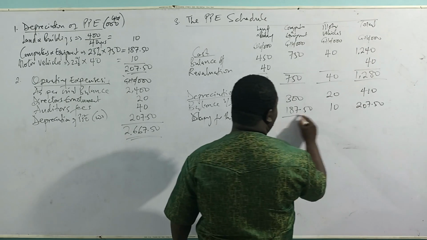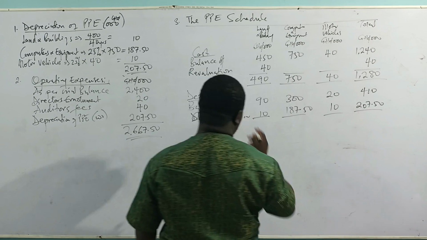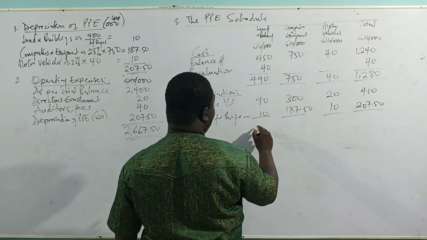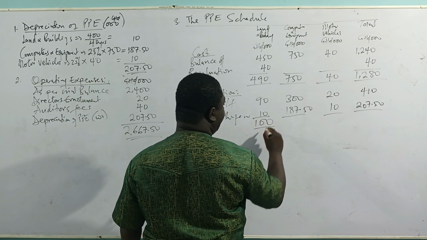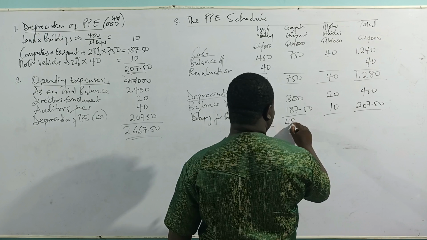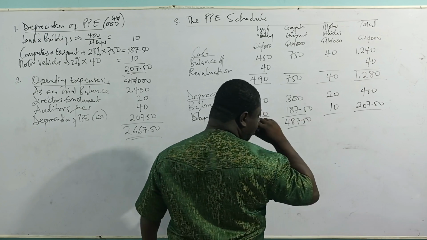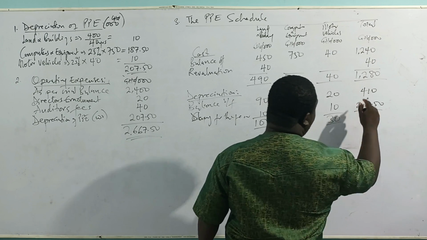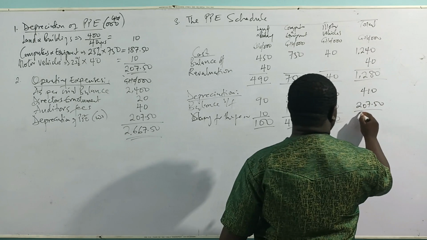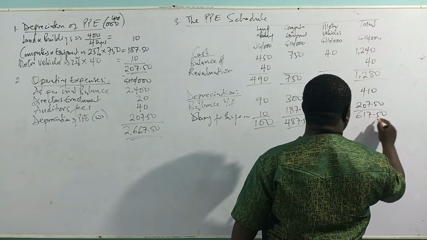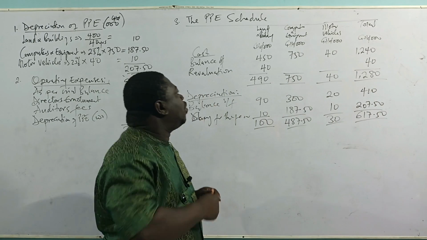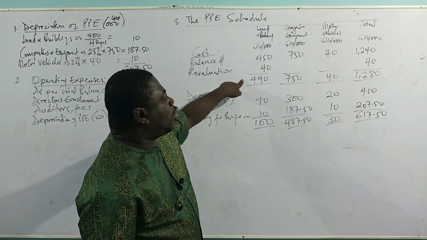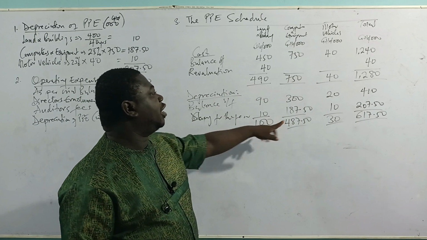So let's add to get a total depreciation for the period, or accumulated depreciation. So we have 100 here, we have 487.50 here, we have 30 here, and then the total here will be 617.50. So now what we are going to do is that we have the total of the cost for each of them and the total of the depreciation.